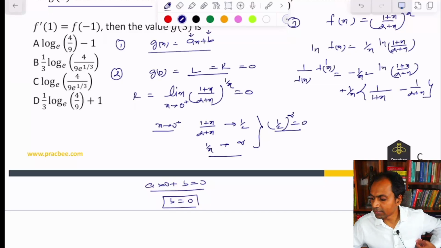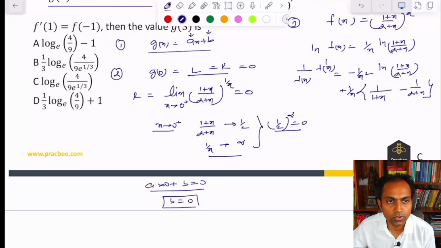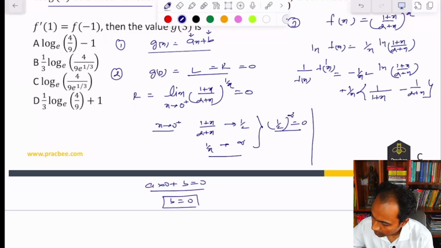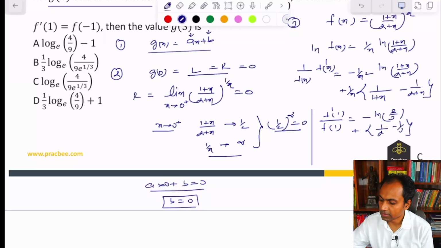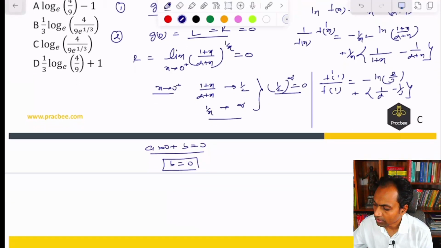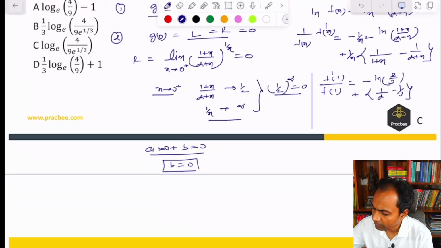Now once you have this, what they want us to do is find out the value of this function at 1. So if I put the value at 1, f dash of 1 by f of 1 is going to be minus of ln of 2 by 3 plus 1 by 2 minus 1 by 3. This is the value that we are getting. You can see that we have got the value of f dash of 1 by f of 1.